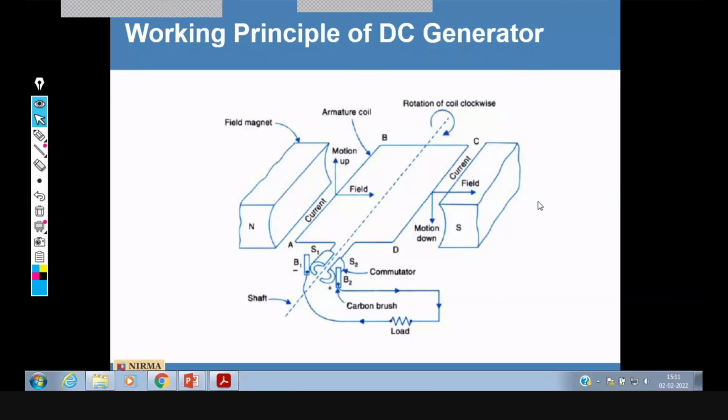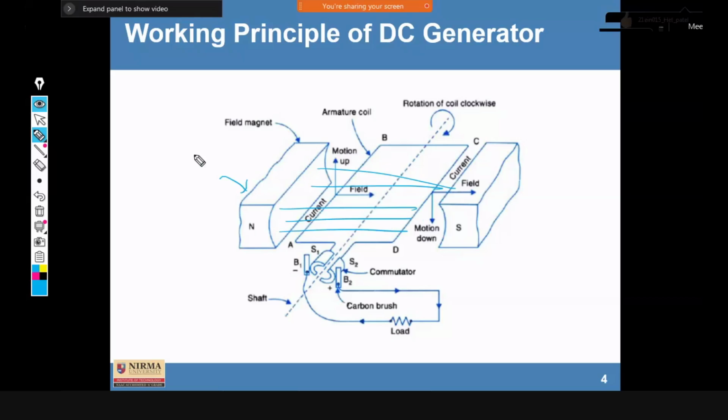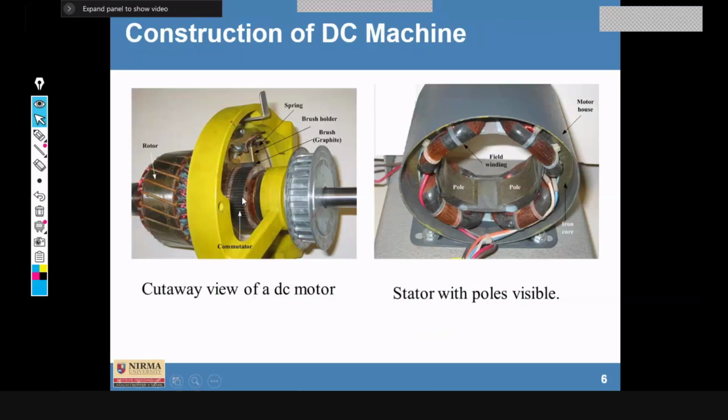We have seen the construction of the DC machine, and the magnetic field which is created with the help of the field poles on the stator. Whenever the conductor is placed or cuts the magnetic flux, EMF is induced. That's what we have discussed. And also we have seen the working of the DC motor, and the construction also. So let me quickly revisit.